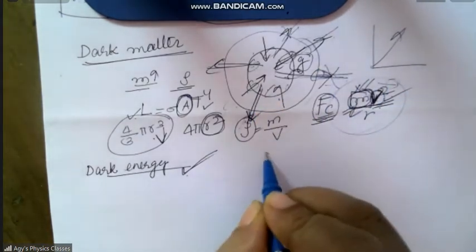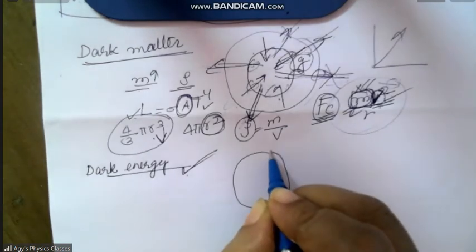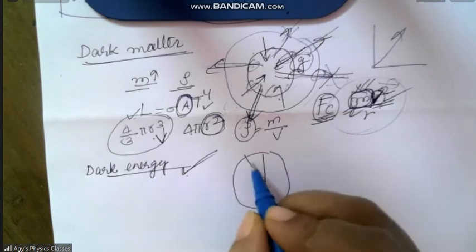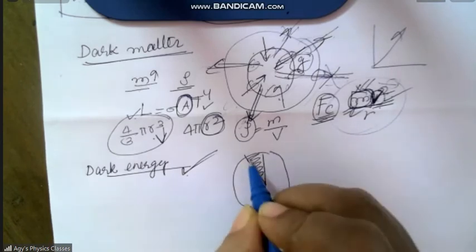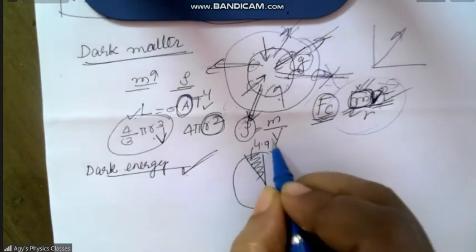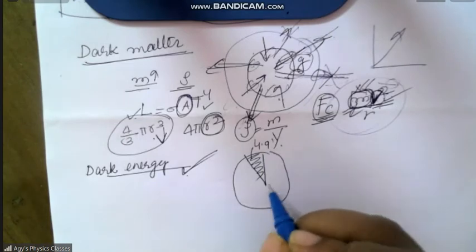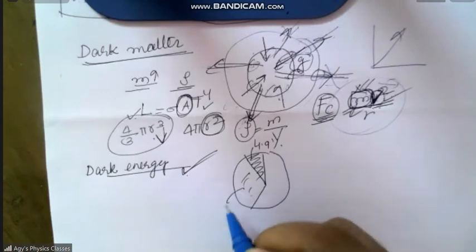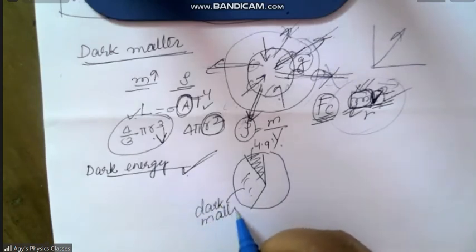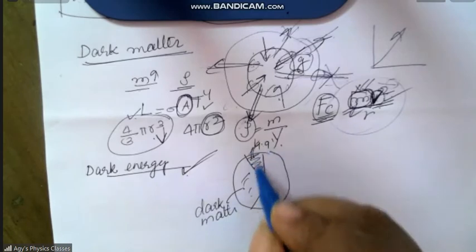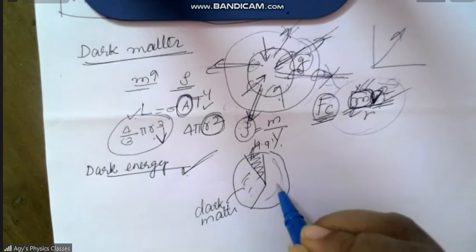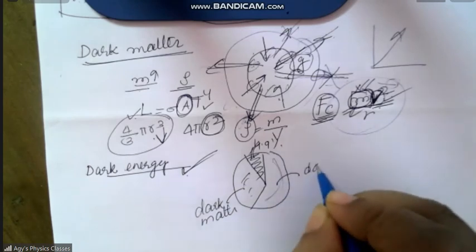And if this is the whole universe, the ordinary matter is less than 5%. This is only ordinary matter, only 4.9%. Then they said that around 1/3 is dark matter. This is the ordinary matter. This is the dark matter. And the rest is all dark energy.